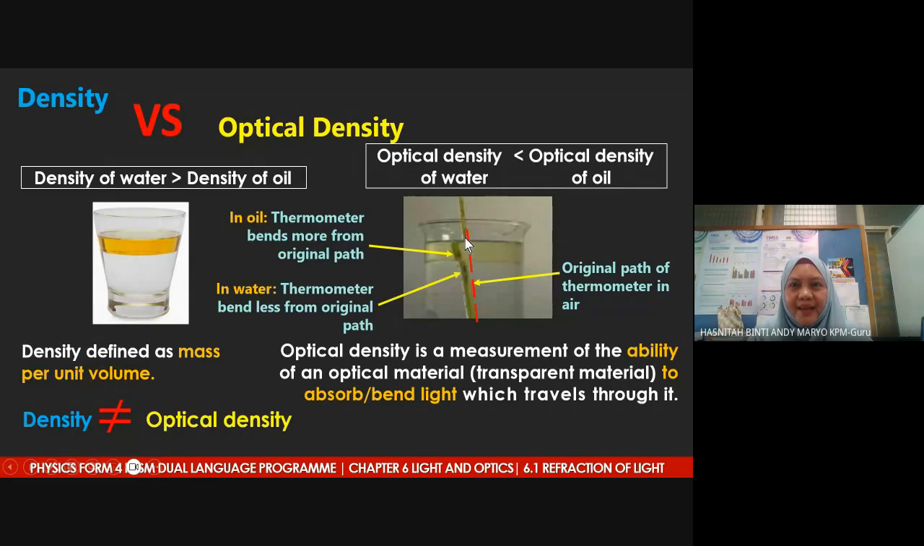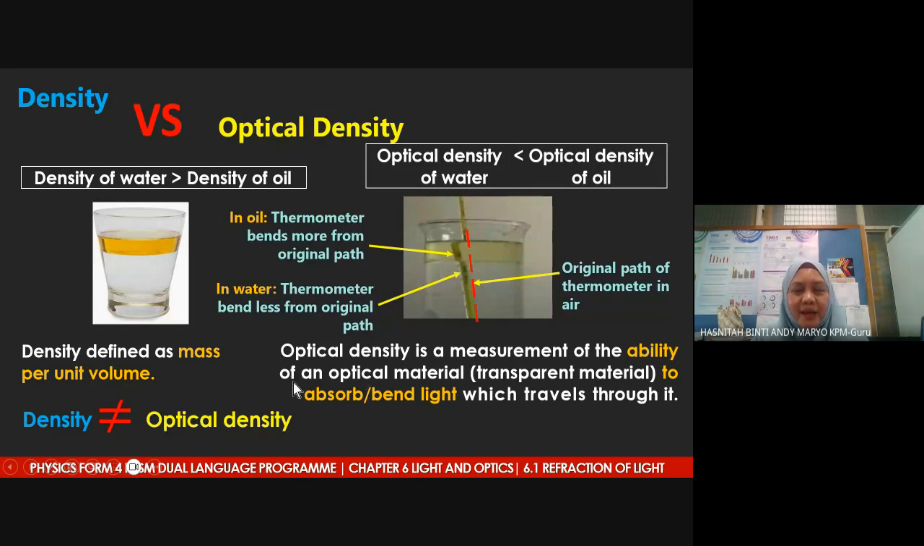The red dotted line is the actual path of the thermometer. So you can see in oil, the thermometer bends more from the original path. This is because it has higher optical density, which means oil is able to refract light more than water. Oil is able to bend light more than water. Down in water, the thermometer bends less from the original path. So we understand water has a lower optical density compared to oil.